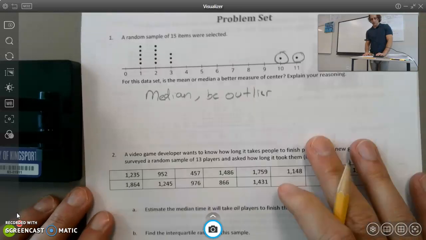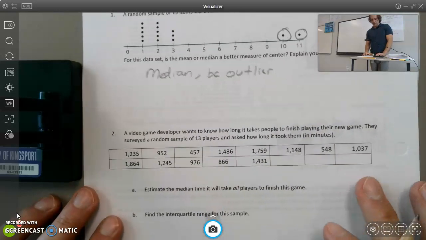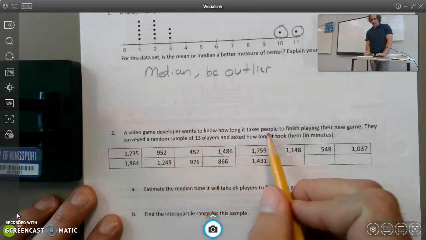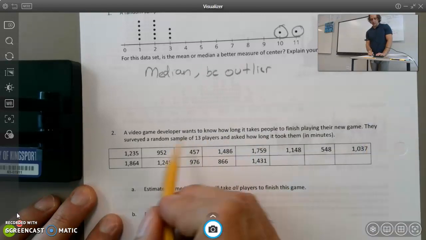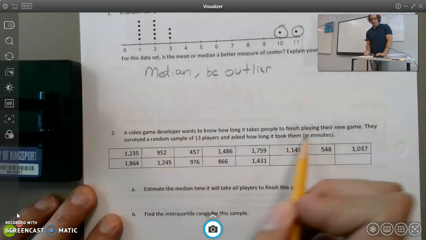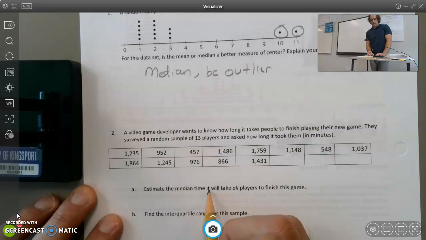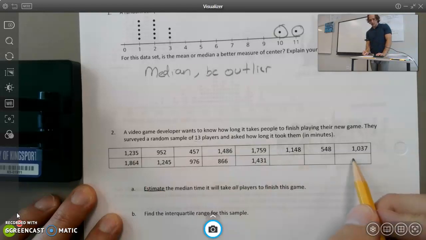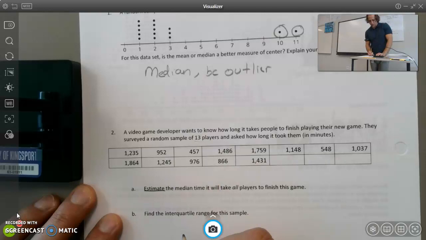or our average. Okay, a video game developer wants to know how long it takes for people to finish playing the new game. They surveyed a random sample of 13 players and asked how long it took them in minutes. Estimate the median time it will take for all of the players to finish the game. While this says estimate, I'm not actually estimating the median. I'm going to find the median. So I'm going to do that by crossing out the smallest numbers.